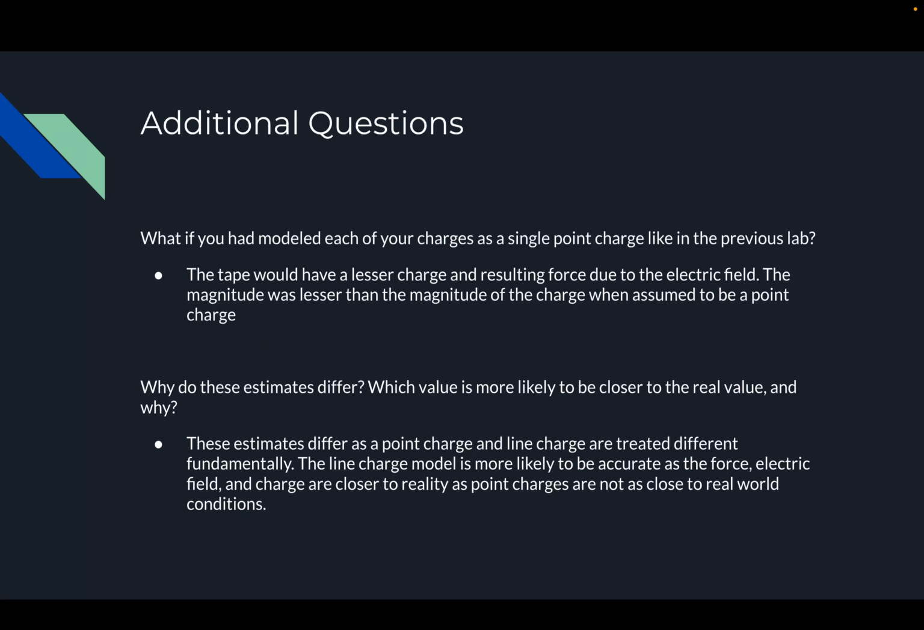The tape would have a lesser charge and resulting force due to electric field. The magnitude is lesser than the magnitude of the charge we assume to be a point charge because the charge is spread out over a large area instead of just being one single point. And why do these differ? This is because, like I said, point charges are simulated. There's nothing around them, and line charge is spread out over an area, which would make it the more realistic of the two charges. Because in real life, point charges aren't necessarily a thing, and the line charge would be closer to what you would expect to actually see.